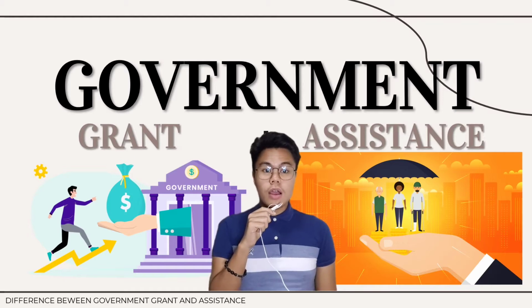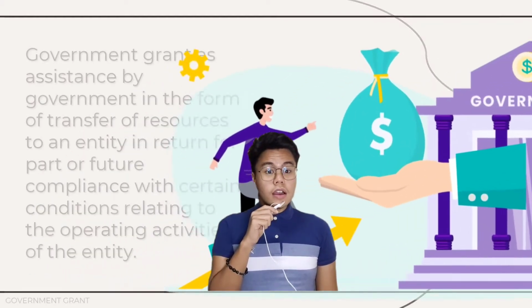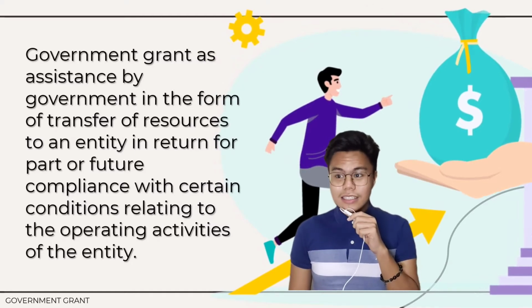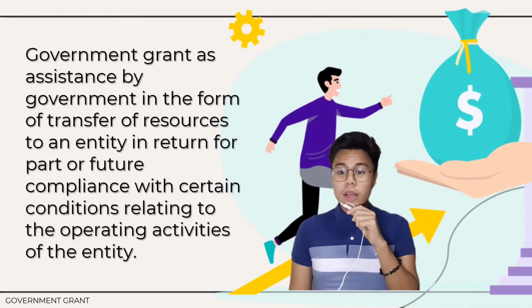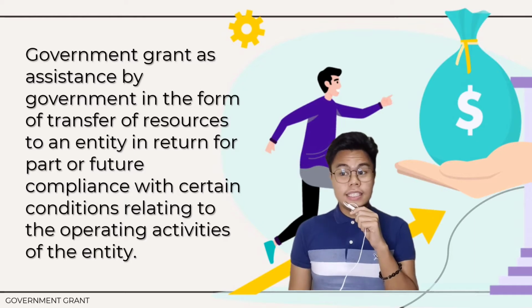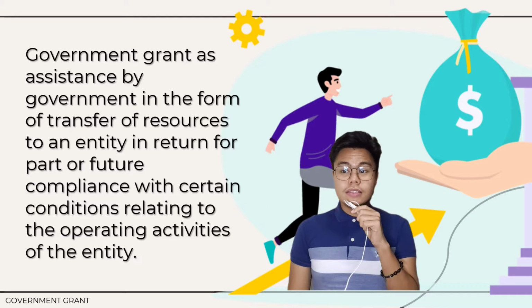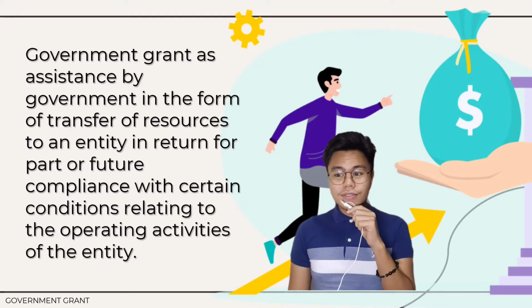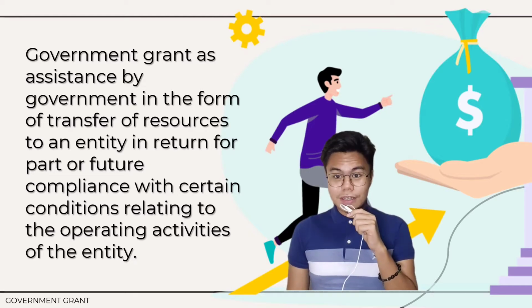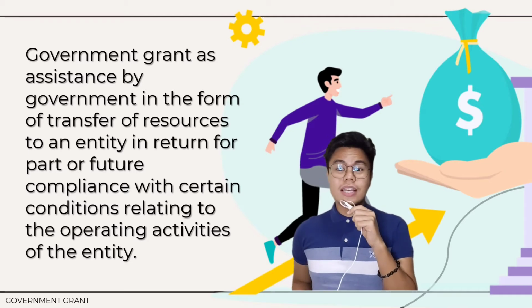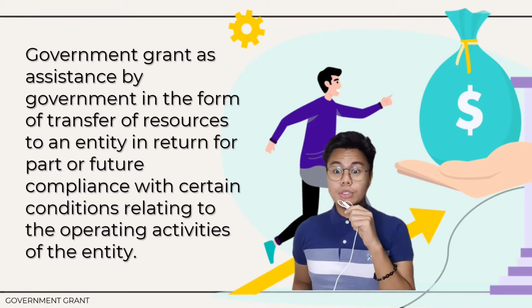So first, let's talk about government grants. Government grants are an assistance by government in the form of transfer of resources to an entity in return for past or future compliance with certain conditions relating to the operating activities of the entity. So this is an inclusion for investment because when you give something, you expect in return. So this is the investment that we are going to talk about.